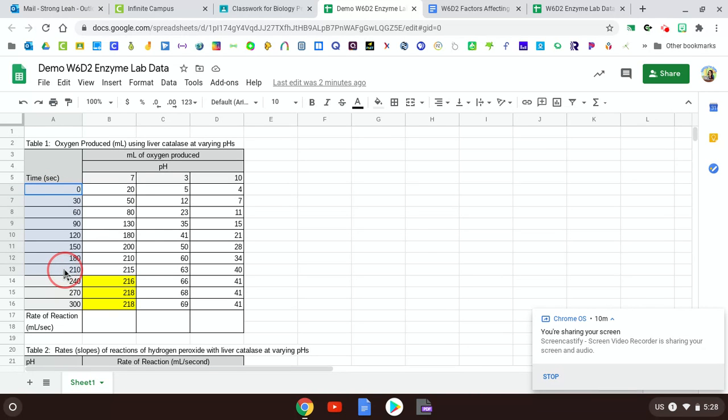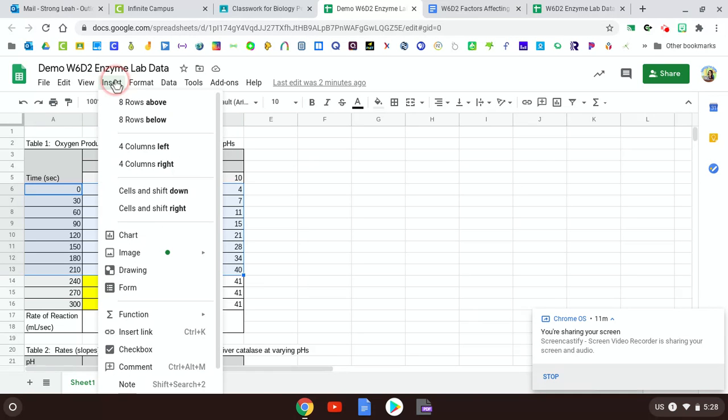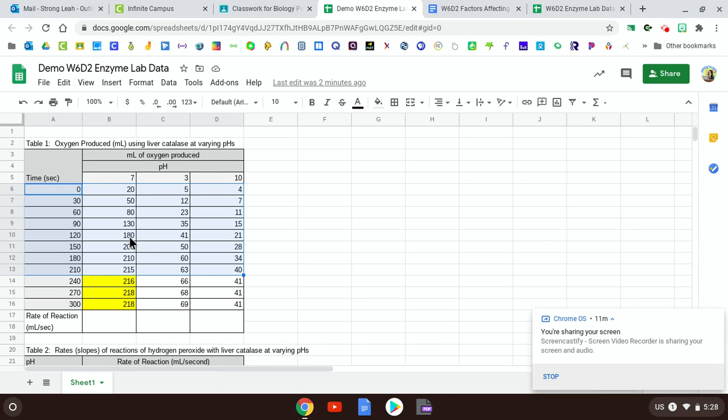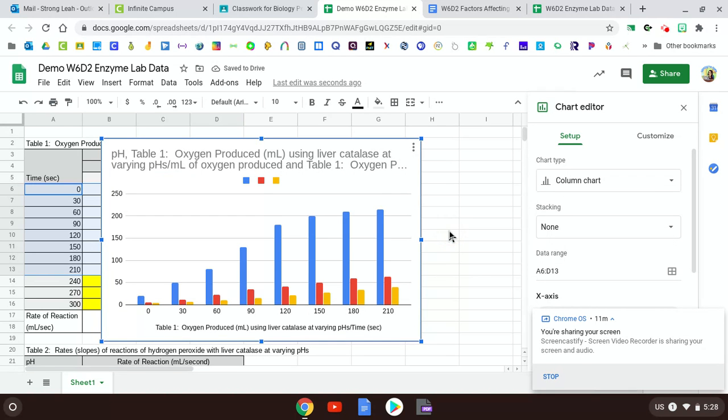Remember, that will be on our x-axis. And then we're going to come over and we're going to grab the 7 pH, the 3 pH, and the 10 pH. So this should result in 3 lines being on our graph. Now, if you don't remember, once you've highlighted it, you go up to Insert, Chart. And that will take the data that we highlighted and create a graph of it.